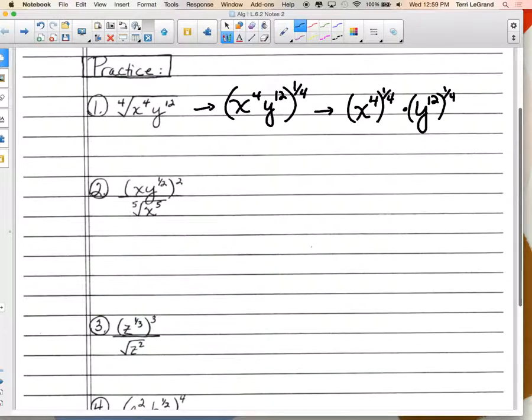Now what property should we use next? What, Carson? A power to a power, okay? And how do we simplify a power to a power? We multiply the exponents, and we're going to show this so that our notes are very complete. This might possibly be the step you would not show in your homework because you know you have to multiply, but in your notes I would like you to have what we're actually doing here.